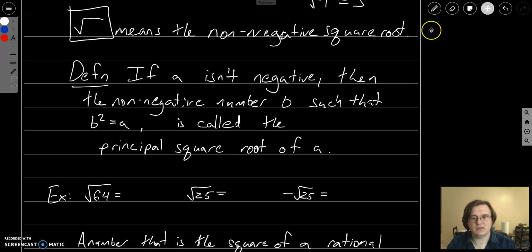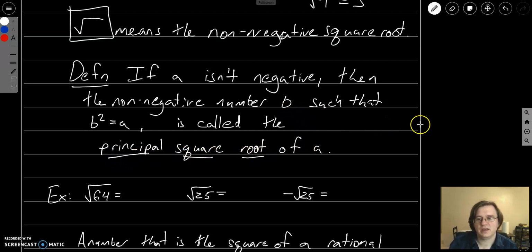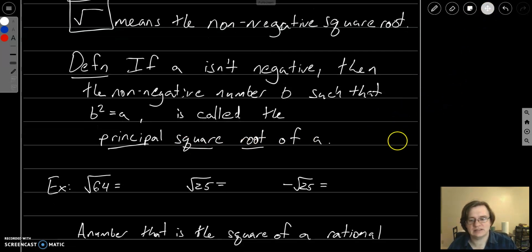And this has a name. So if we try to take the square root of a number that's not negative, the square root firstly exists, and there will be a positive and negative square root. The positive one is called the principal square root. Principal meaning the most important one, essentially in this instance.